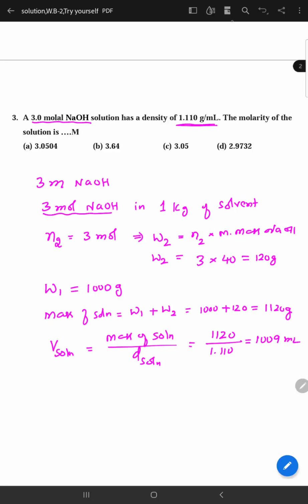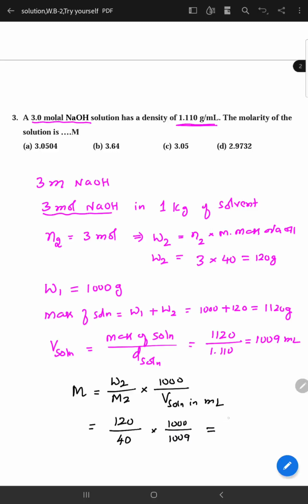After knowing the volume of solution, you can calculate the molarity of the solution. They are asking molarity. Capital M means molarity. That is given by the formula: mass of solute divided by molar mass of solute, into 1000, divided by volume of solution in ml. The mass of solute is 120 gram. The molar mass of solute NaOH is 40 gram, into 1000 by the volume of solution, 1009. If you simplify this, you will get 2.97 molar. This is the molarity of the solution. In the question they have given molality as 3 molal and they are asking to find the molarity. So option 4 is the correct answer for question number 3.